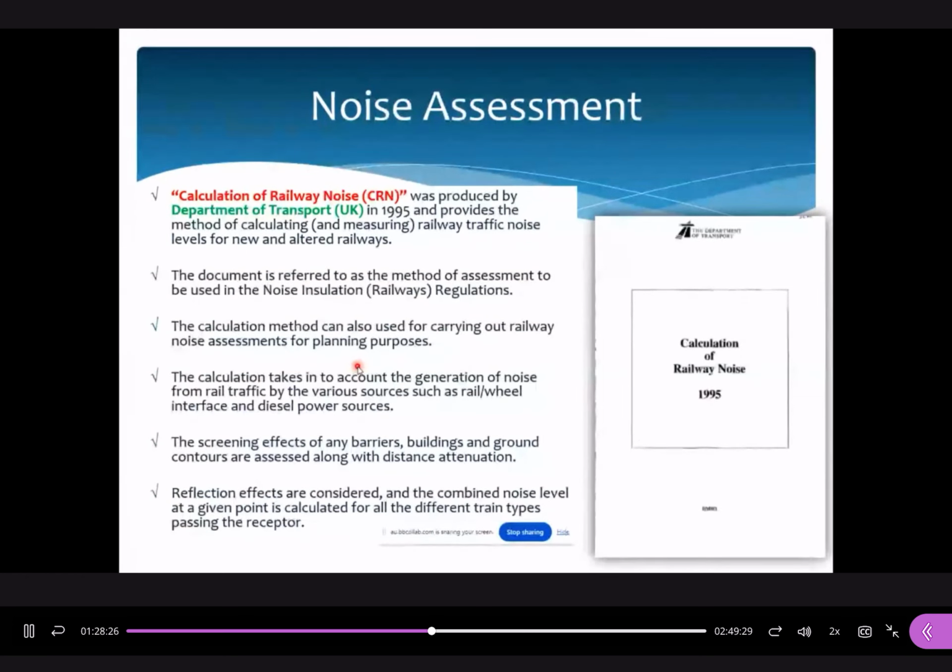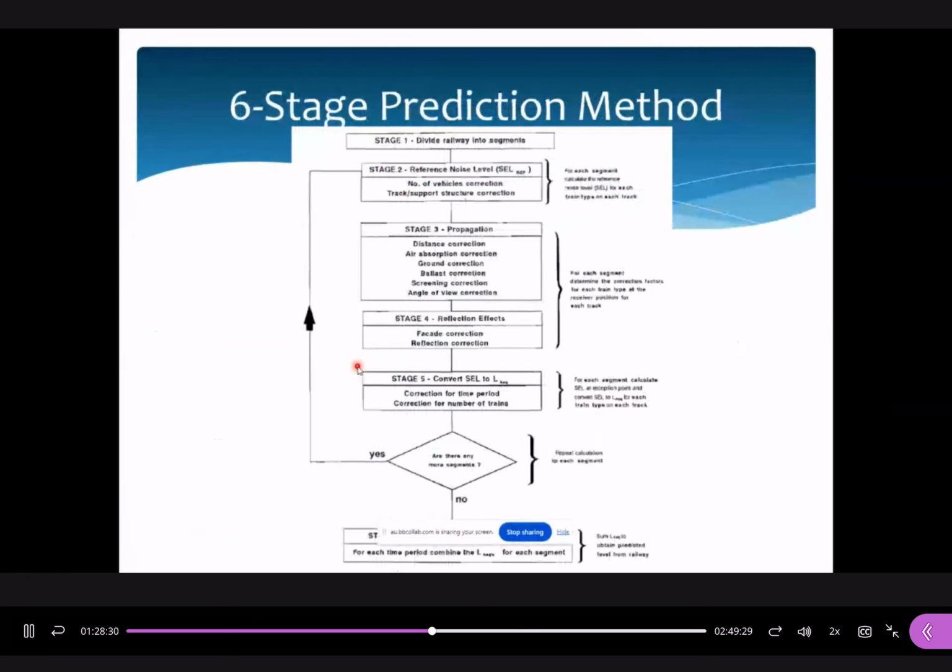How to do this? Actually, the working principle is very simple. Let's go to this one. This is a flow chart to show how we conduct six stages to do predictions. The first one is to divide the railway into different segments. The second stage is to find out the reference noise levels. It depends on the numbers of vehicles and the track form. The third one depends on six parameters: distance corrections, air absorption corrections, ground corrections, and up to angle of view corrections.